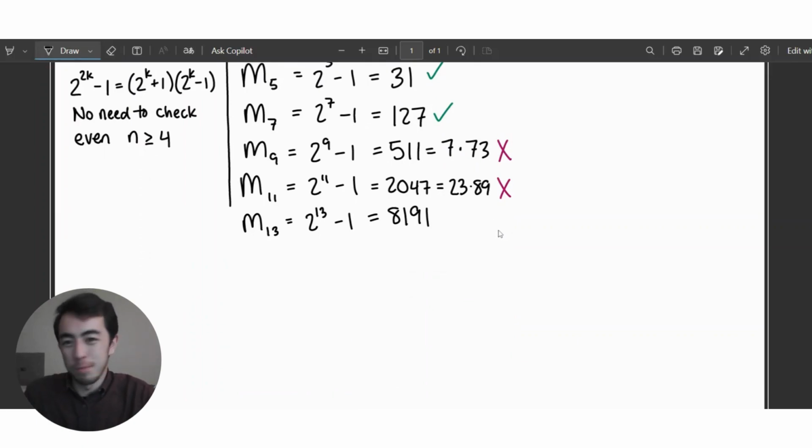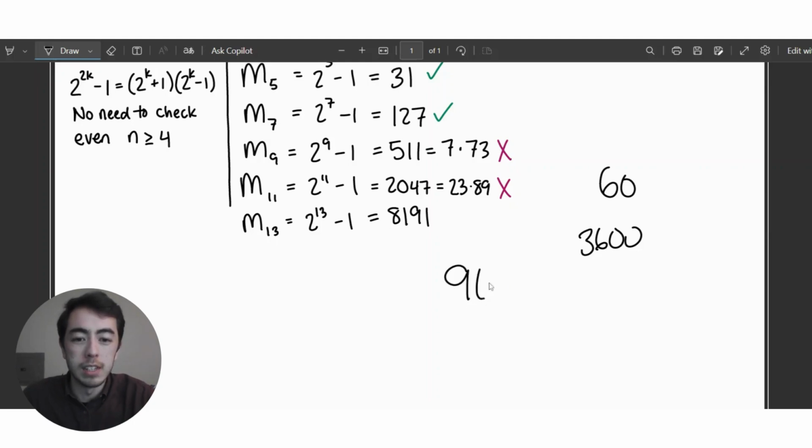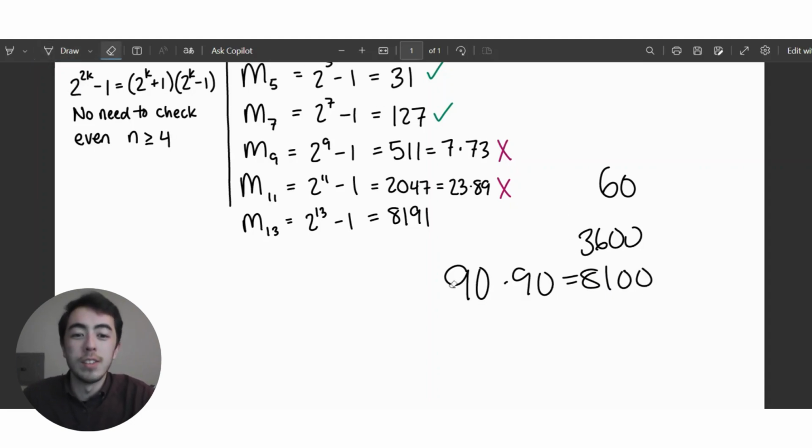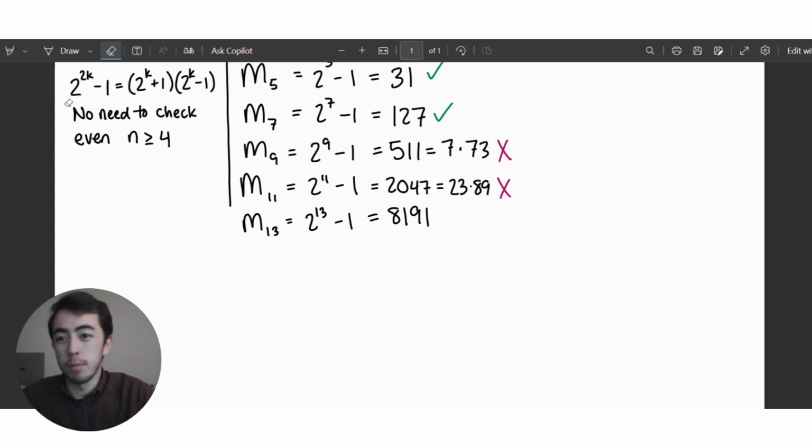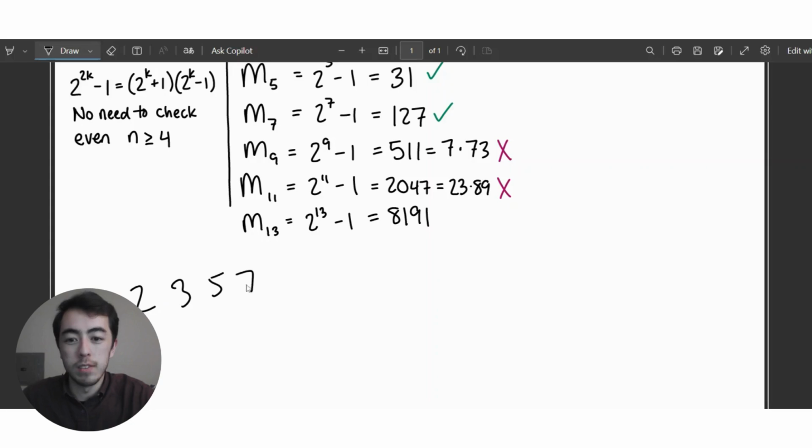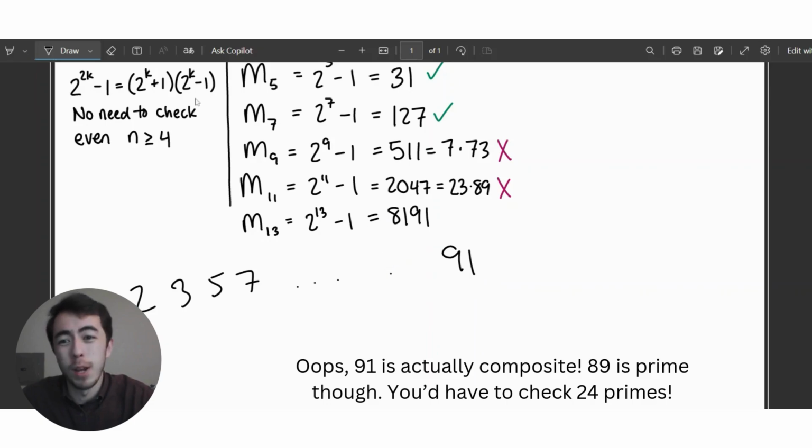You'd have to, by hand, check up to the square root of 8,191. I don't really know what that is off the top of my head. Is it 60? No, bigger than that. 70, 80. Oh, about 90. Yeah, because 90 times 90 is 8,100. And so if you're doing this by hand, you'd check primes 2, 3, 5, 7, all the way up until a prime around 90, so maybe 91 or something around there. That's a lot of primes to do by hand.